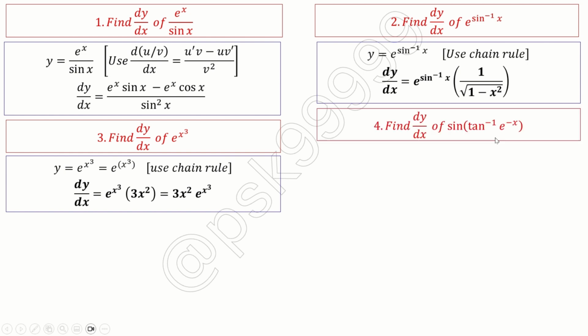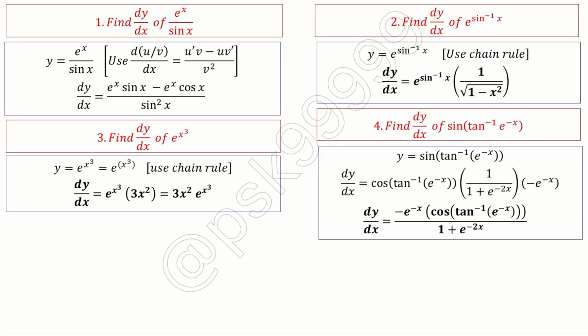Sine of tan inverse of e to the power of minus x. Again you do sine first. Differentiation of sine is cos of tan inverse of e to the power of minus x. Then tan inverse differentiation, which is 1 by 1 plus x square, where x is nothing but e to the power of minus x here. So e to the power of minus 2x. Then e to the power of minus x differentiation, which is minus e to the power of minus x. So you simplify it, and this is the answer.